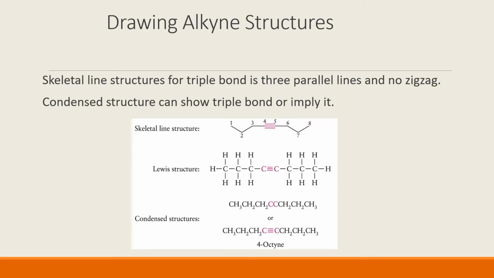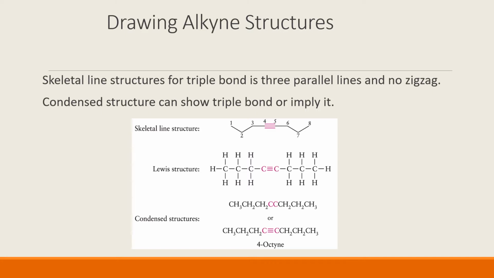While drawing the skeletal line structure of alkynes, a triple bond is drawn as three parallel lines, and the fourth bond on each triple bond carbon is drawn in line with the triple bond to reflect the 180-degree angle.